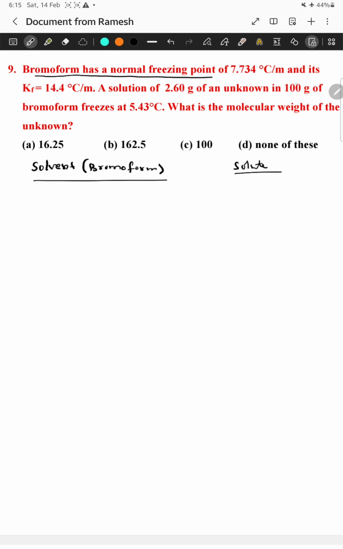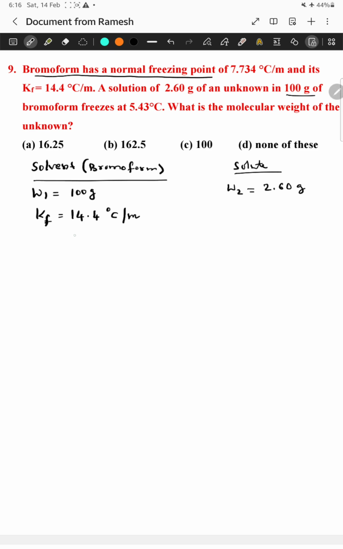So what are the given things? 100 gram of bromoform, that is W1. W1 means the mass of solvent, that is 100 gram. Similarly, the mass of solute is given as 2.6 gram of unknown solute, so W2 will be 2.6 gram. Then the Kf value for the solvent is given, that is 14.4 degrees Celsius per mole. No need to convert it into Kelvin. Whenever Kf is given, either in degrees Celsius or Kelvin, no need to convert.